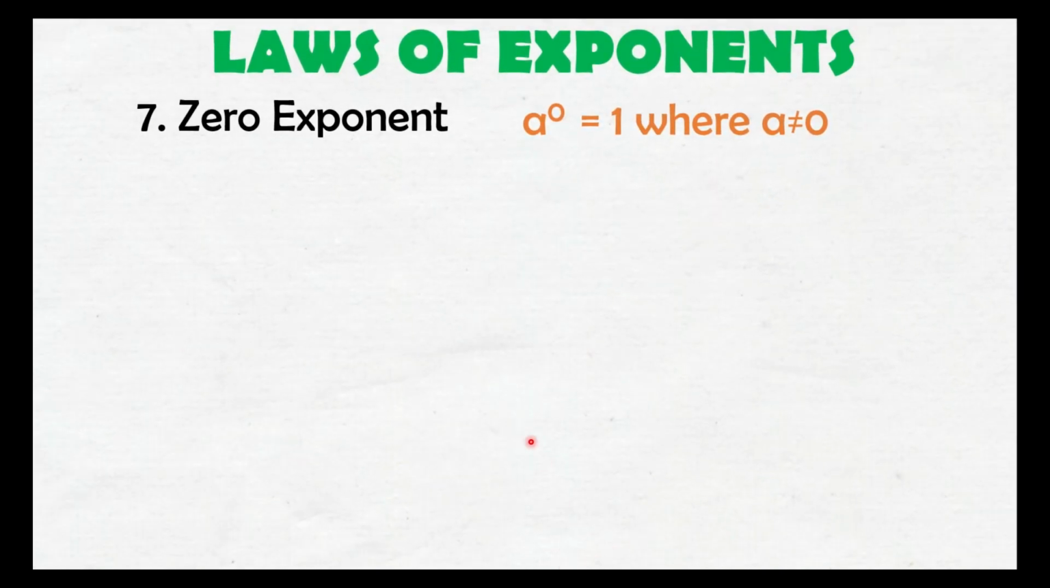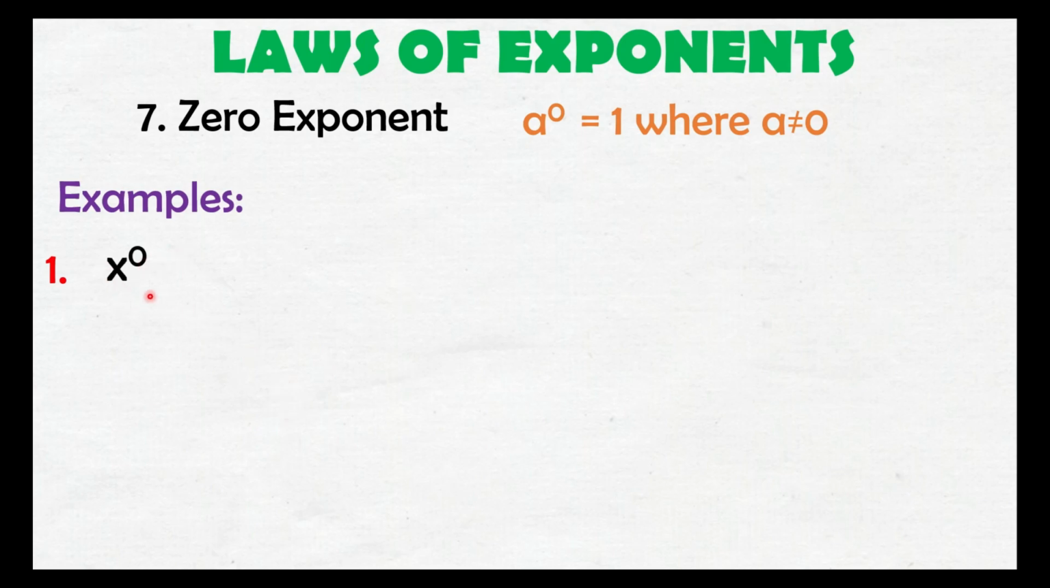And last law, we have zero exponent. So, meron tayong rule na a raised to 0 equals 1. So, dito, kapag yung exponent natin ay 0, ang laging magiging answer lang natin ay 1. Except kapag yung base natin ay 0. Kapag yung base kasi natin ay 0 at naka-raise siya sa exponent na 0, yung makukuha nating answer ay undefined. So, magbigay tayo ng mga example.